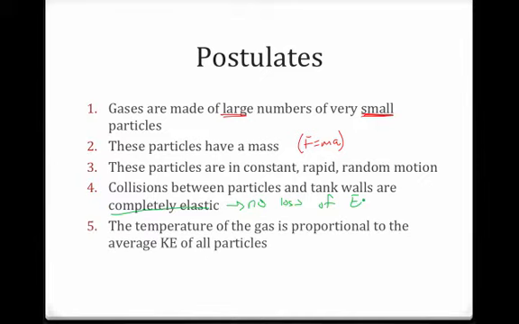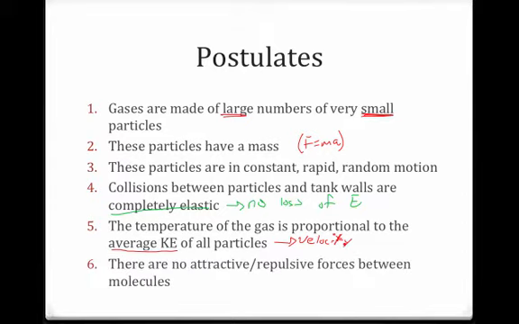Our next postulate, number 5, then, is that the temperature of a gas is proportional to the average kinetic energy of all particles. And this is going to be one that's going to be very, very important for us. Average kinetic energy, in most cases for us, is going to translate into velocity. So basically what we're saying here is as the kinetic energy of our particles increases, the average speed of our particles is going to increase, and that's all correlated back to temperature.